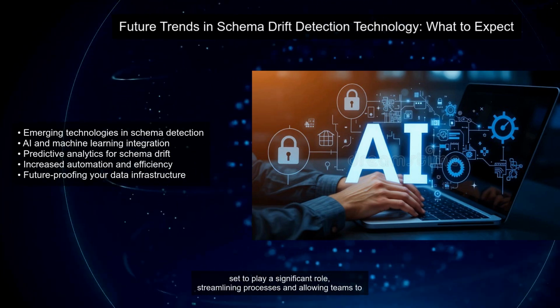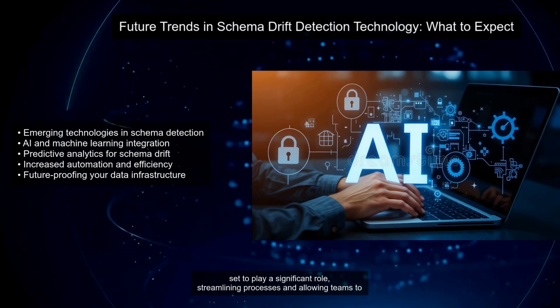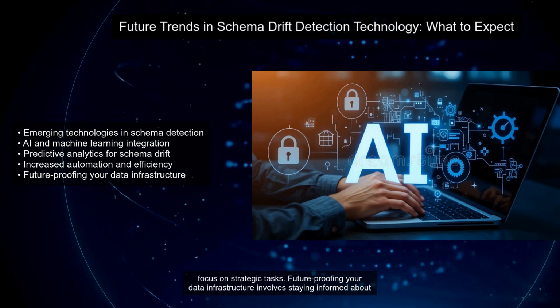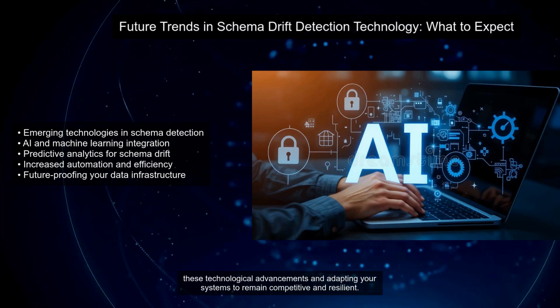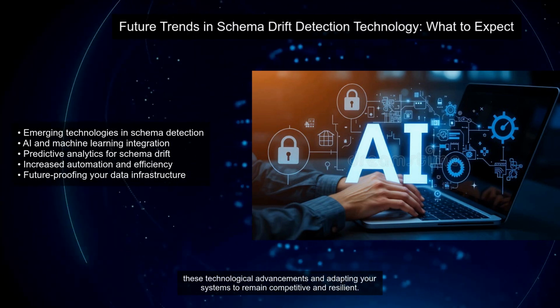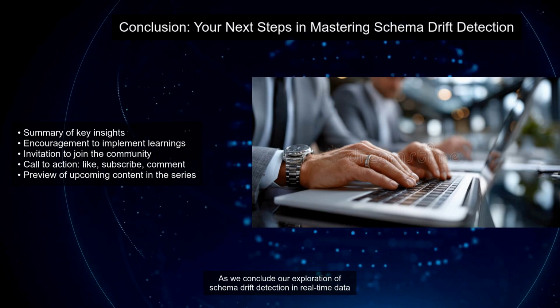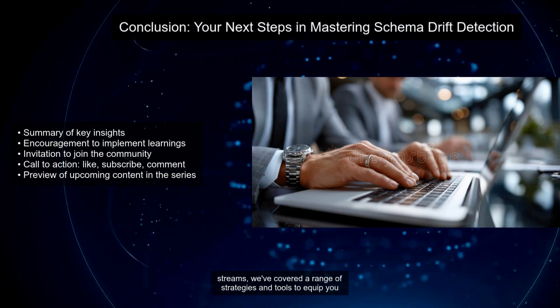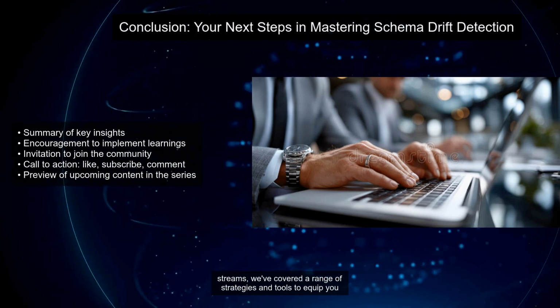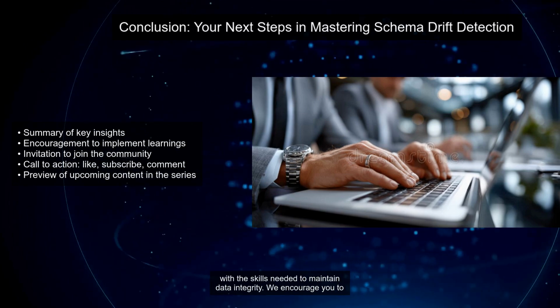Automation is set to play a significant role, streamlining processes and allowing teams to focus on strategic tasks. Future-proofing your data infrastructure involves staying informed about these technological advancements and adapting your systems to remain competitive and resilient. As we conclude our exploration of schema drift detection in real-time data streams, we've covered a range of strategies and tools to equip you with the skills needed to maintain data integrity.